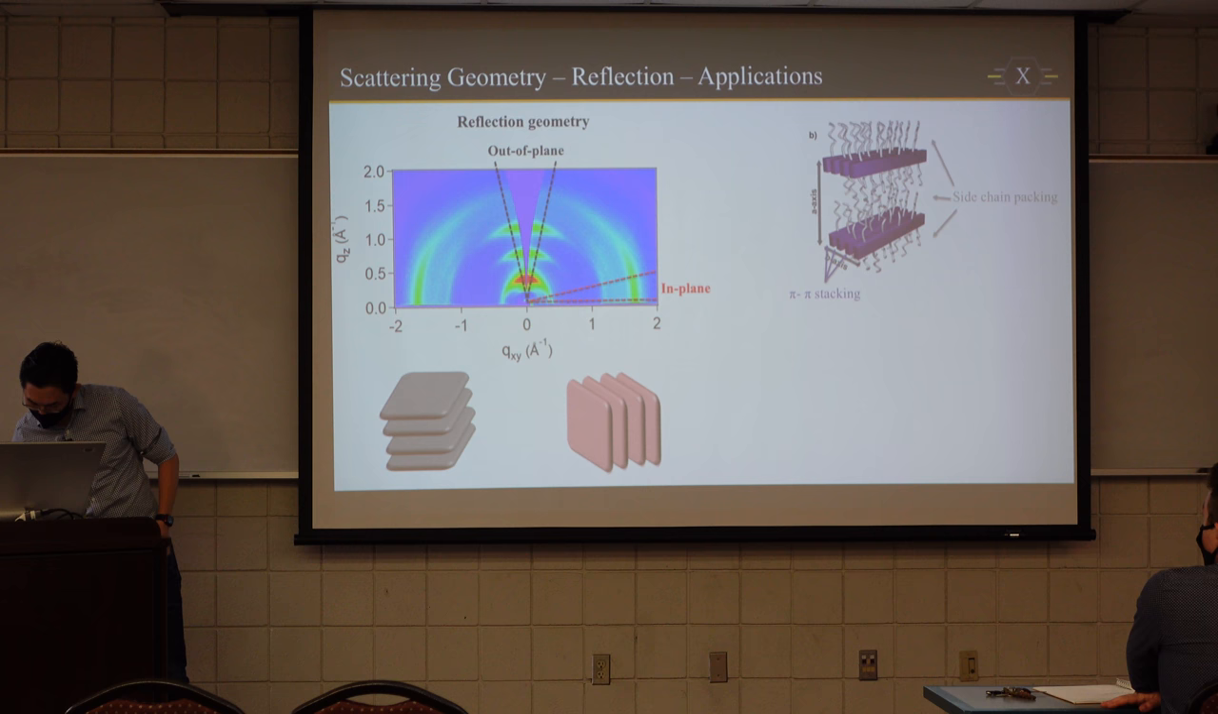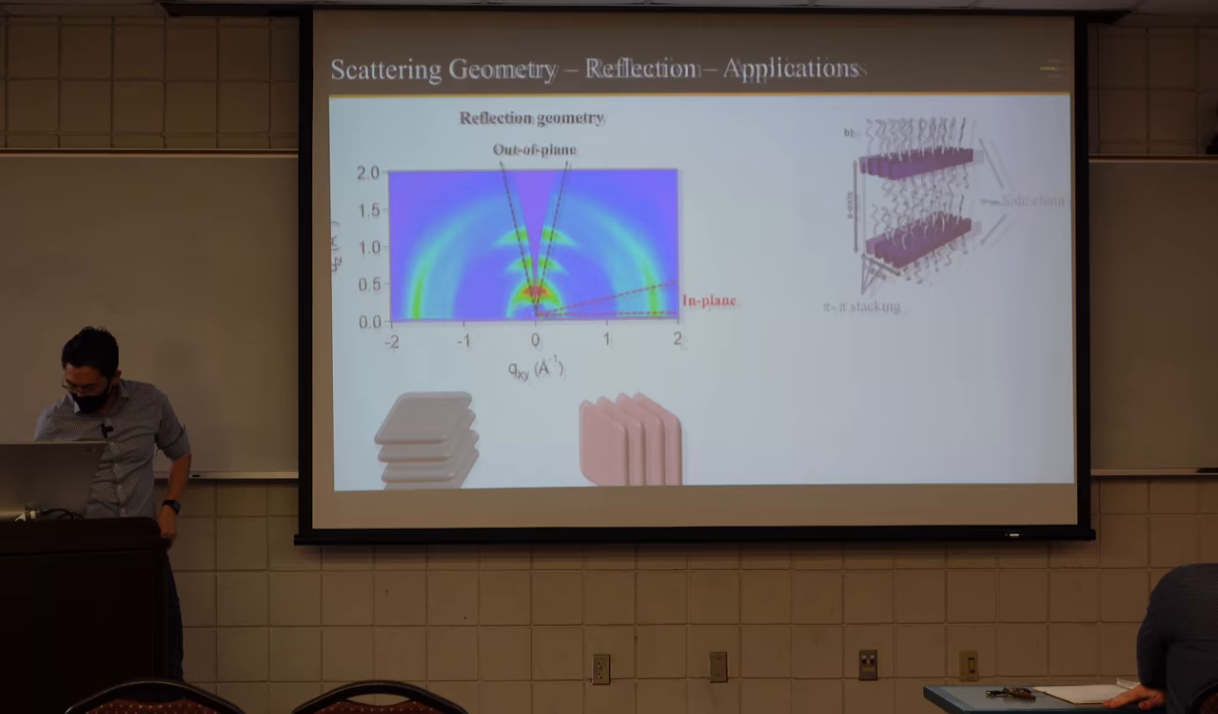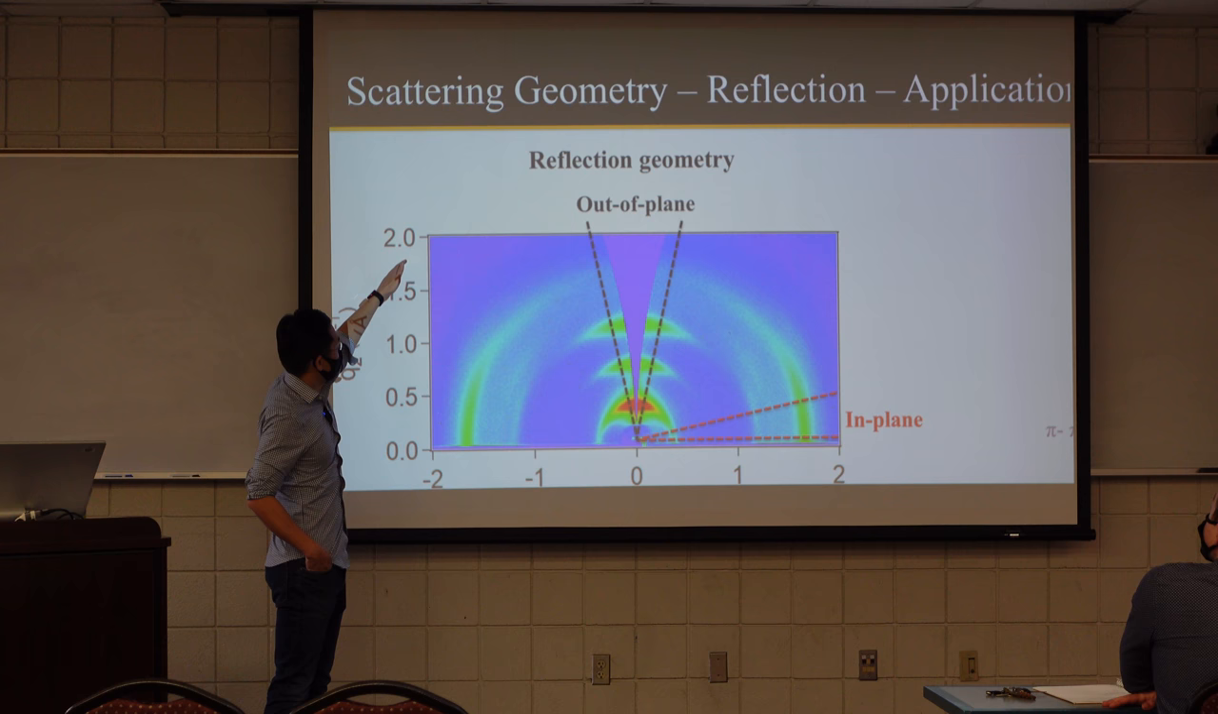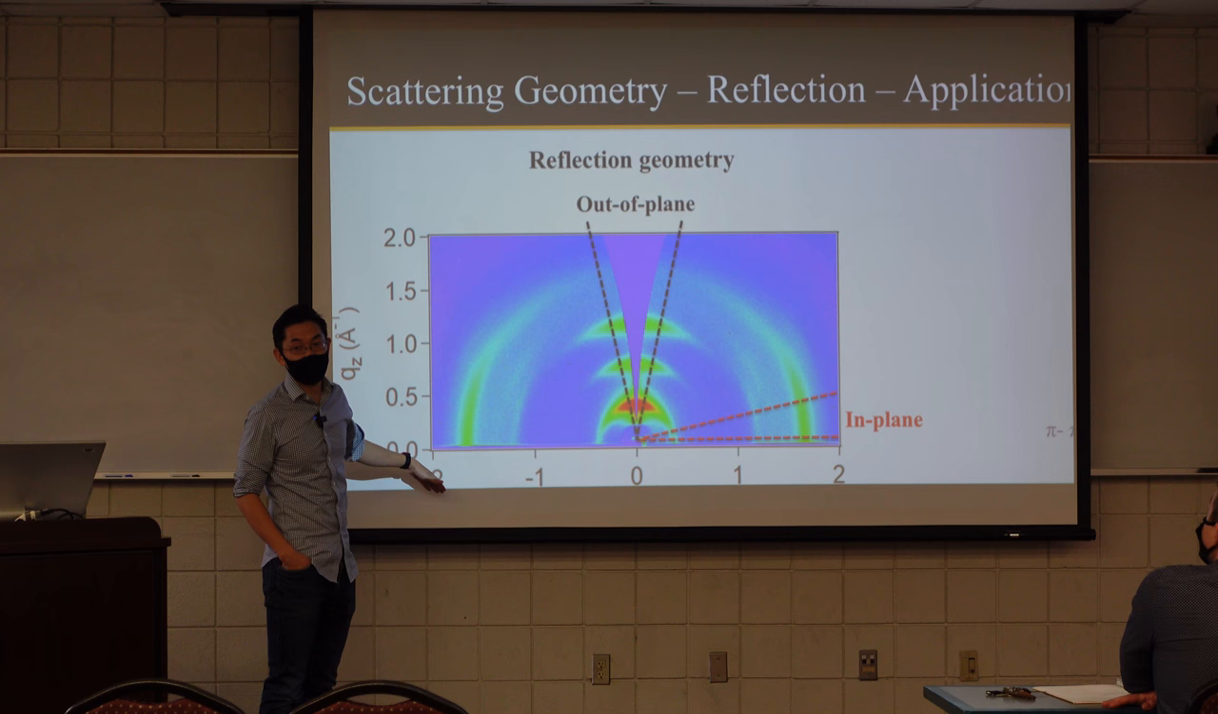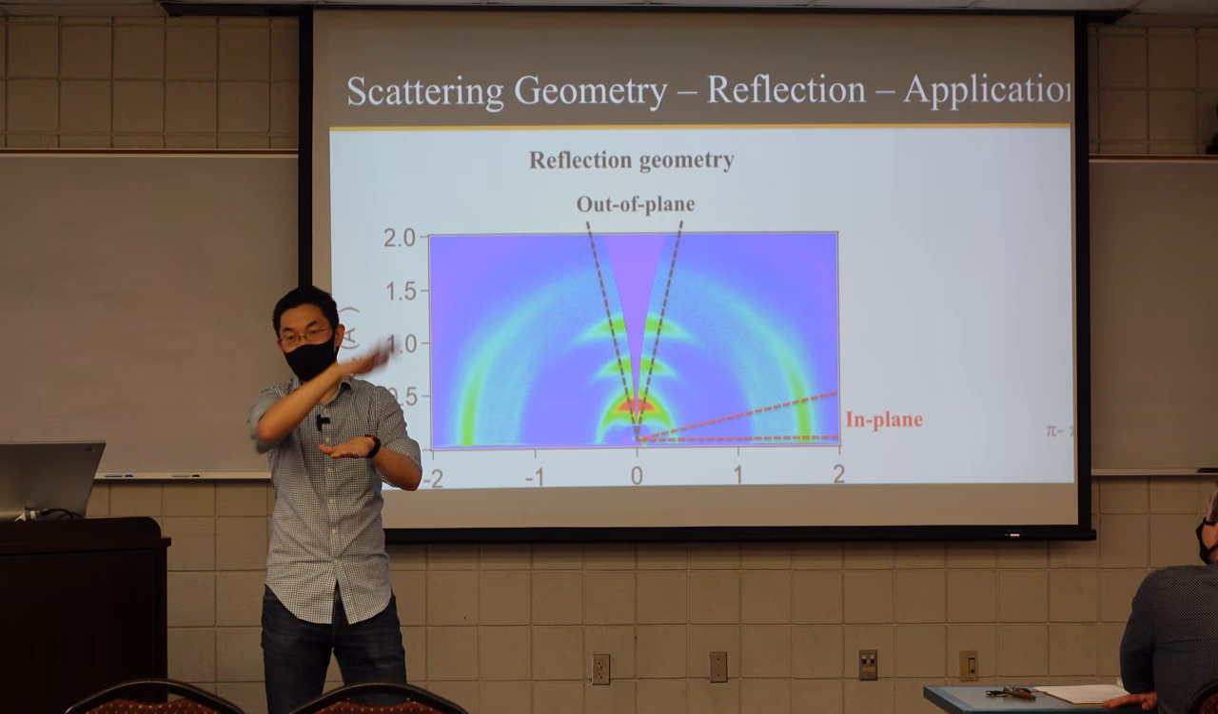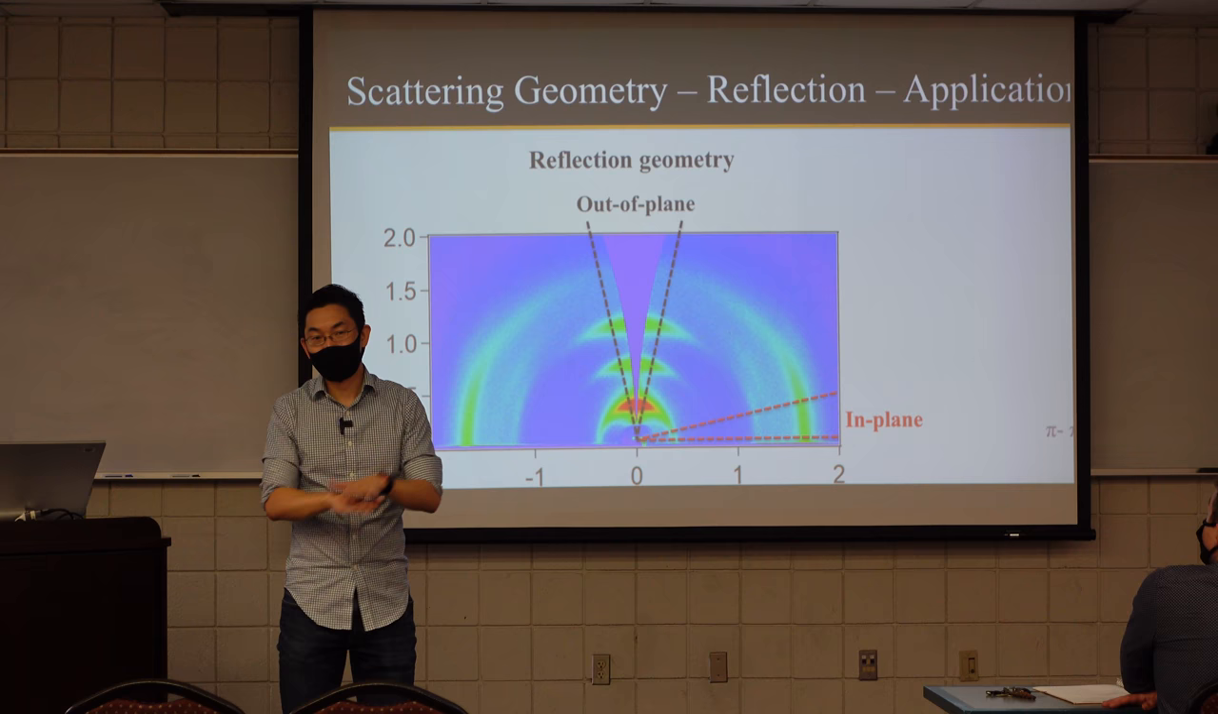Okay, one last slide. What does grazing incidence look like in an image? We're not going to go into the detail, but only show you what it looks like. So this is already half of the detector image. We already threw the bottom half away. The reason we don't plot the bottom part is, as I mentioned, the beam got fully reflected by the substrate, so there's no useful information down there. So we just typically throw it away and plot the top half.